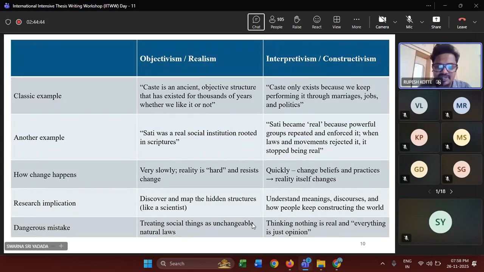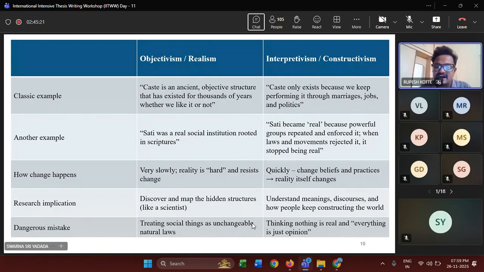looking through these two lenses? As an objectivist, you discover and map the hidden structures like a scientist, but then as an interpretivist, you understand the meaning, you understand the discourses. Just now, as we spoke about, the examples given by Shivangi madam. So we understand meanings, discourses, and how people keep constructing the world. And we should understand what could be the danger of either of these.